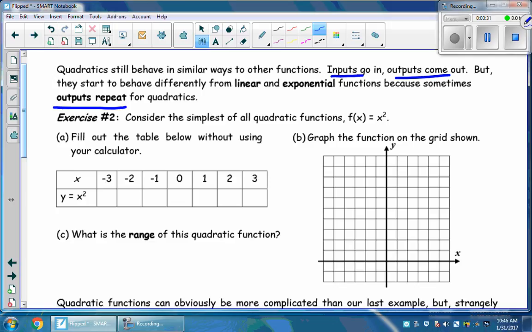We're going to notice that there are some differences between quadratics and the linear functions and exponential functions we've seen before. The most notable difference is that the outputs are going to repeat, not for all quadratics, but for a lot of them. Now, the second example we have here says that we're going to take a look at the function f of x is equal to x squared.